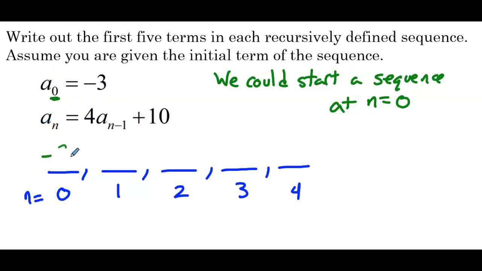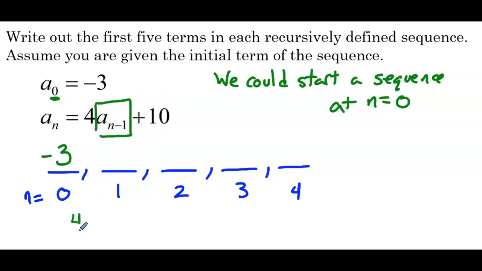So the first term in the sequence is -3. So I'm going to put a box around a sub n minus 1. That's the previous term. So to get the next term in this sequence, I'm going to multiply the previous term by 4 and add 10. This is definitely more complex than some of the previous examples that we've looked at.